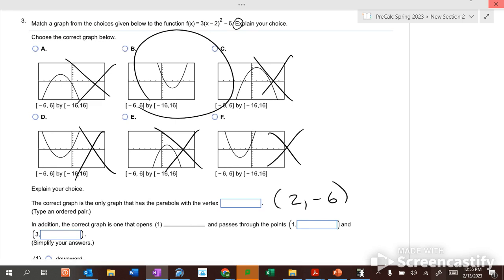In addition, it opens up and passes through the points (1, what?) Well, you stick a 1 in here and solve it. And (3, what?) Well, you stick a 3 in there and solve it. But 3 minus 2 is 1. 1 squared is 1 times 3 is 3. Minus 6 is negative 3. So (1, negative 3) and (3, negative 3). Right?